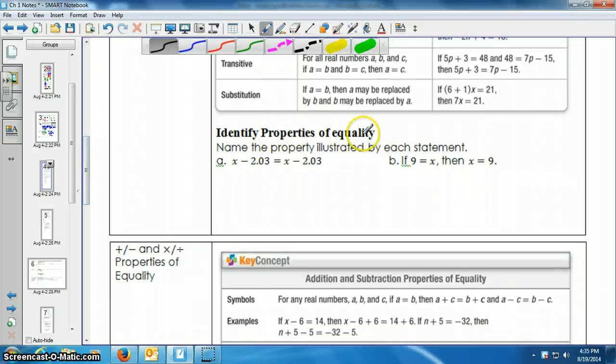So let's kind of use those properties, identify some properties down here. So if we have x minus 2.03 equals x minus 2.03, that's the same exact thing. There's no reflection taking place because it is exactly the same thing on both sides. So that is reflexive. Next, B, if 9 equals x, then x equals 9. So it's kind of flipping it there, and that would be the symmetric property.